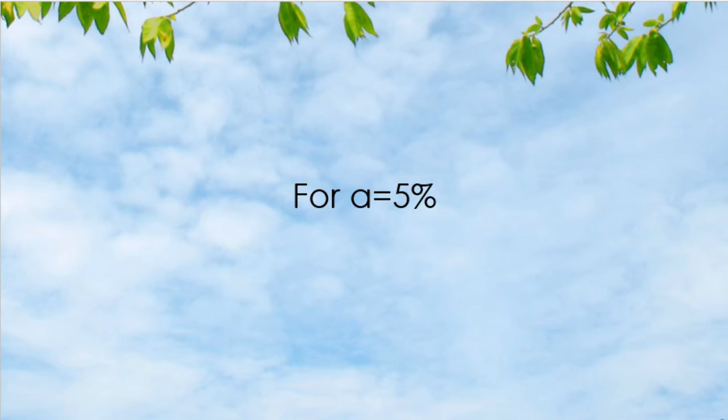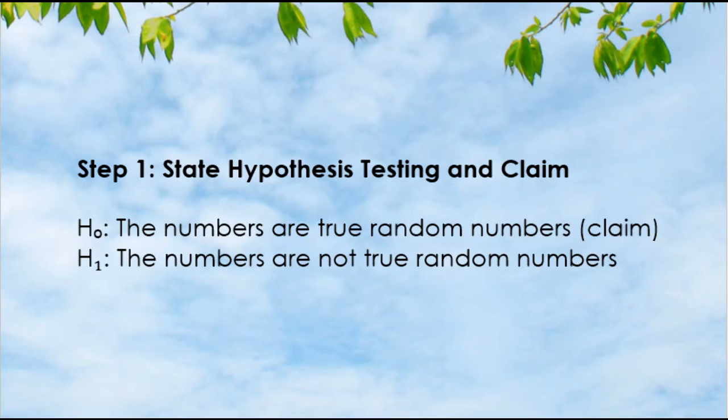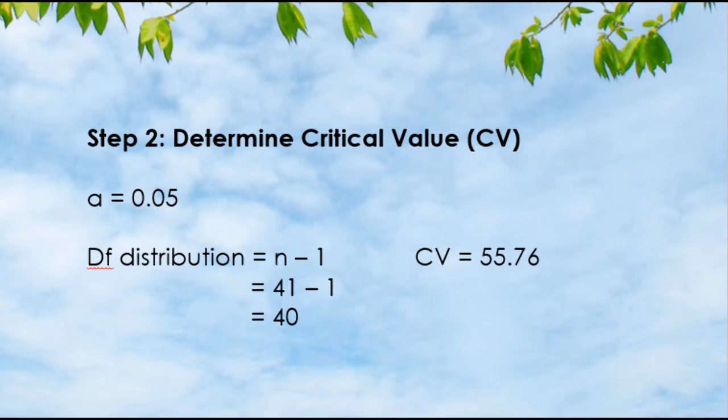For 5% significance, the first step is state hypothesis testing and claim. For H0, the numbers are true random numbers, and H1 is the numbers are not true random numbers. We claim at H0 as the question stated that. Step 2. Determine the critical value. The alpha is 0.05 and the degree of freedom we got is 40. So from the table of chi-square, the critical value is 55.76.